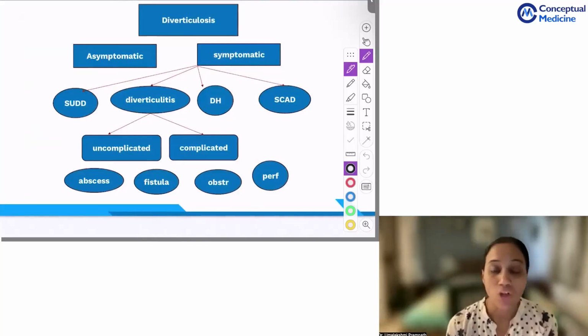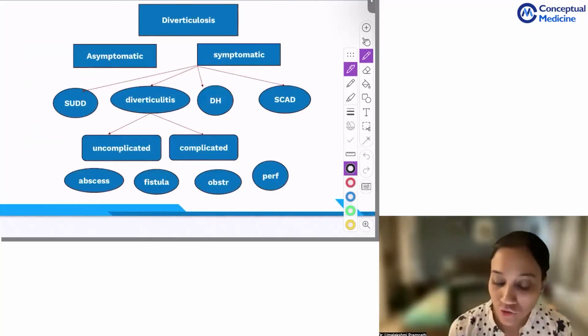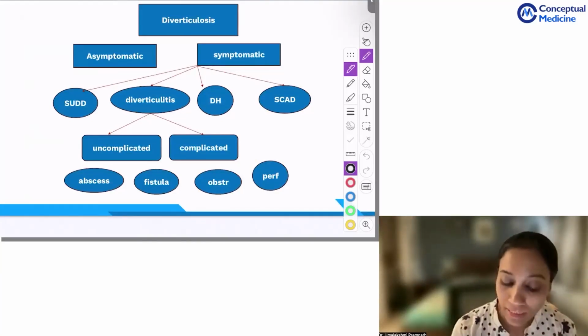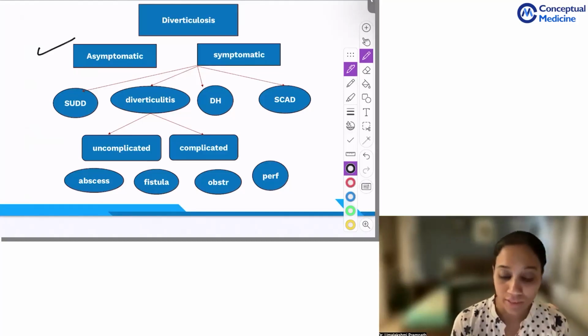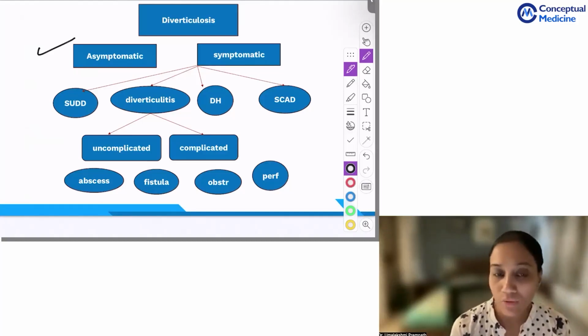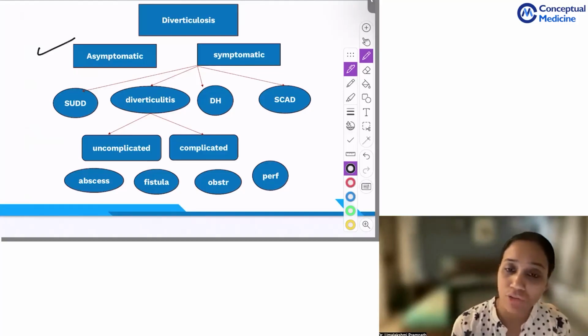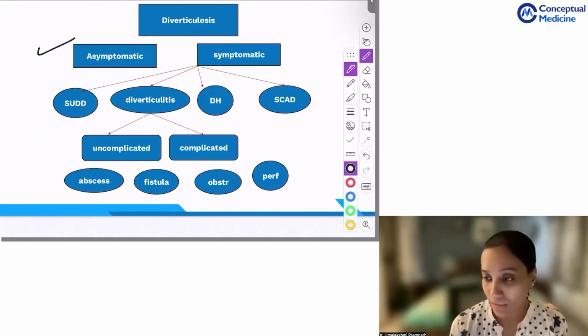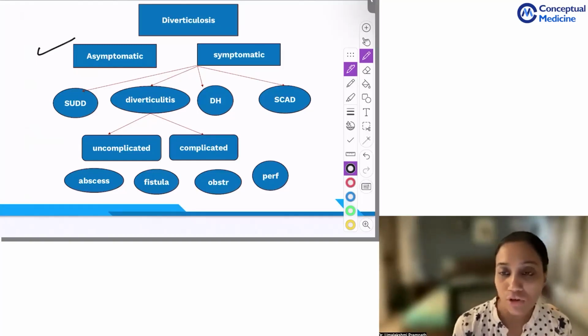So what are the common complications, or what does a diverticulum actually do? One, it can be asymptomatic, which means you find out the patient has a diverticulum only while doing a CT scan or a colonoscopy meant for a different cause. For example, the patient had a lower GI bleed, or you want to screen the patient for colorectal cancer because the age is high, or the patient has anemia, something like that.